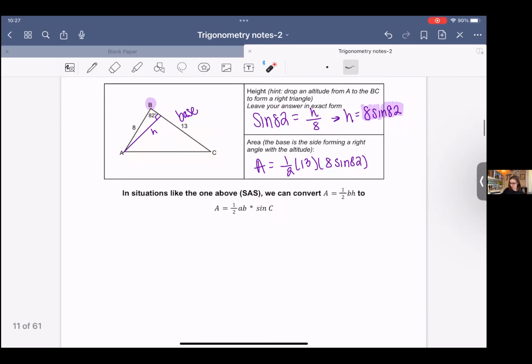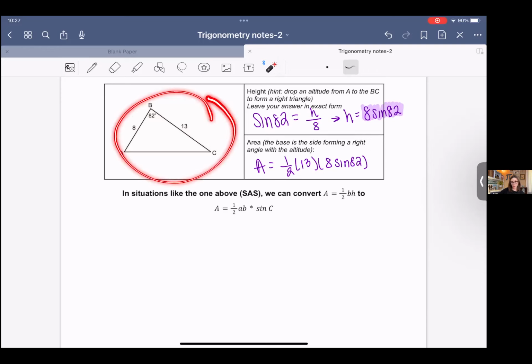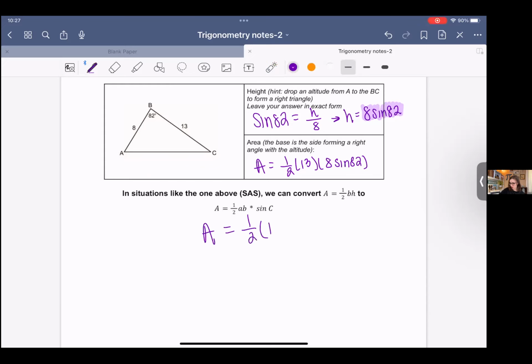So let's pretend like I didn't do all that. Let's erase all this. And let's pretend like I just have side angle side and I'm trying to find the area. To do that, I just use my formula. Area equals 1/2 the product of the two sides times the sine of the angle. And then that would be the exact solution, or you can type that in and get the approximate solution.